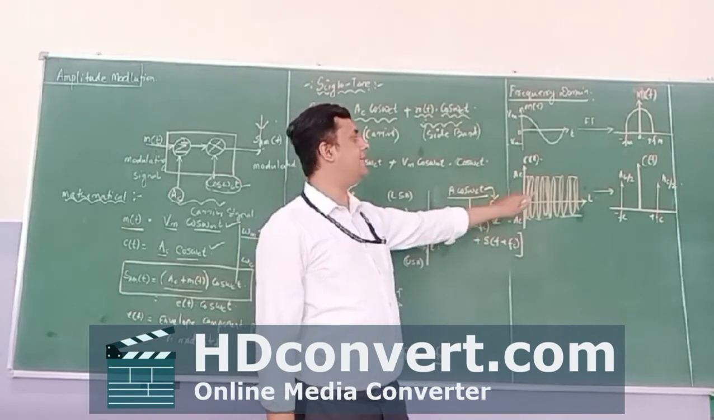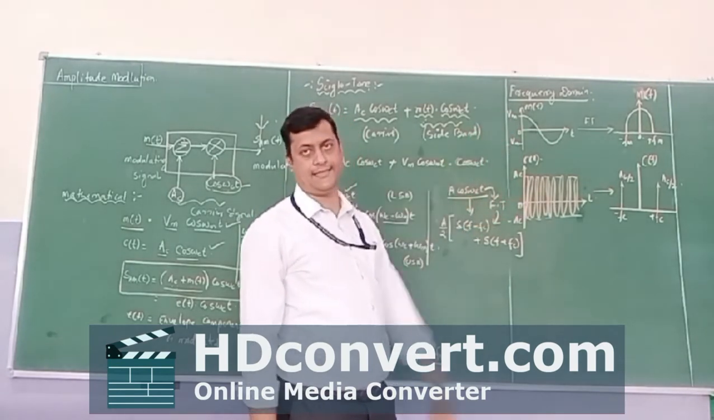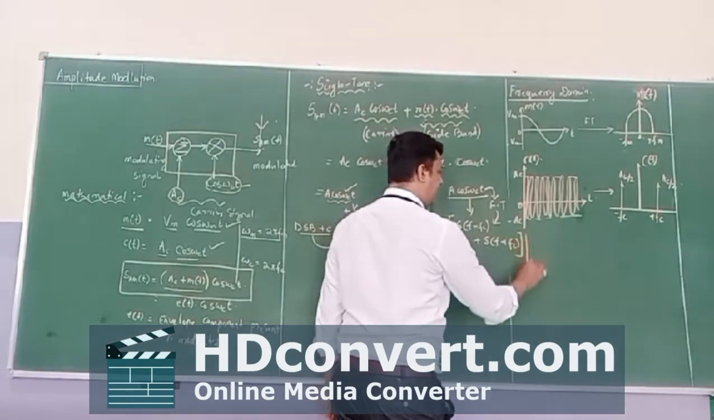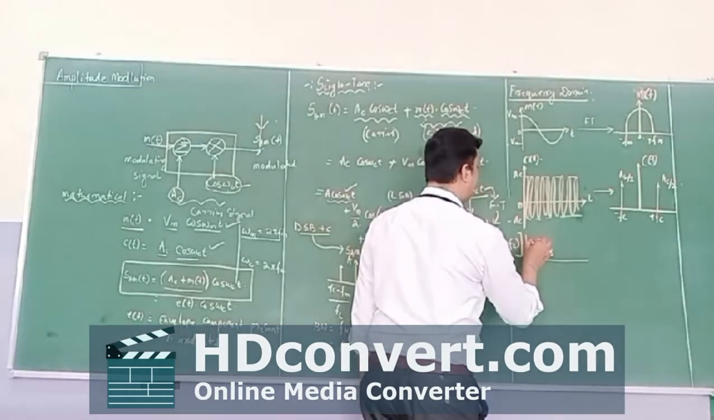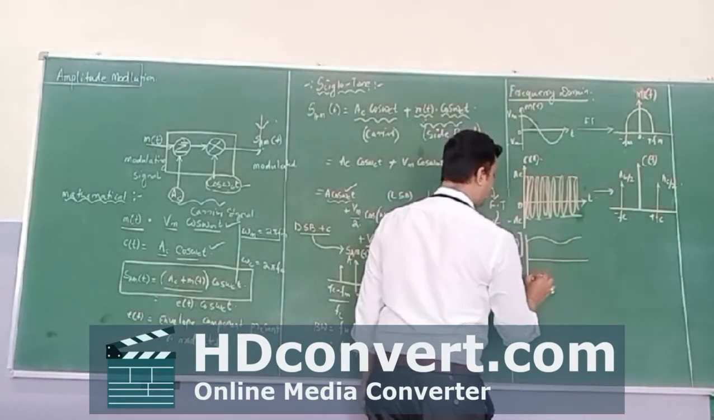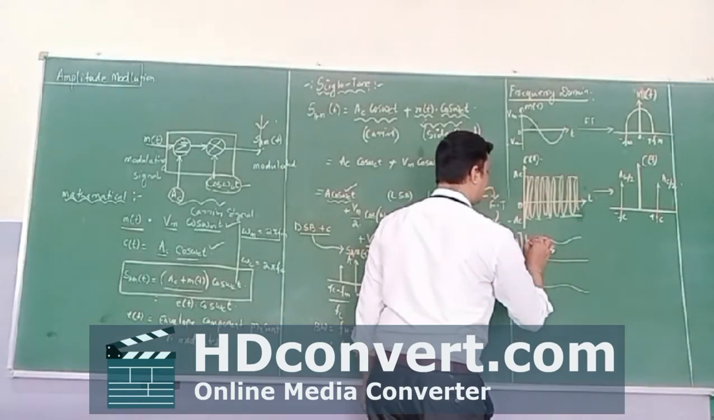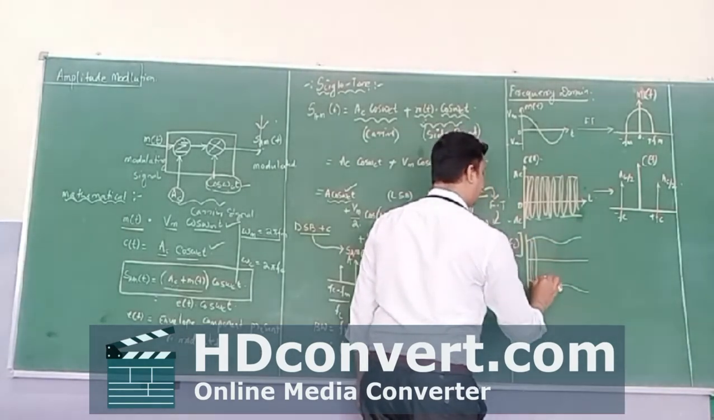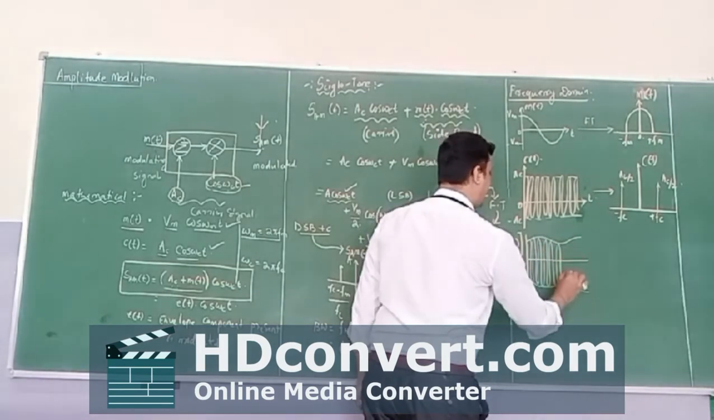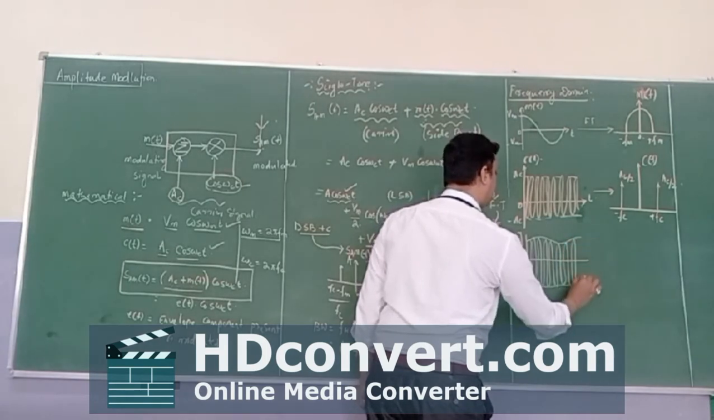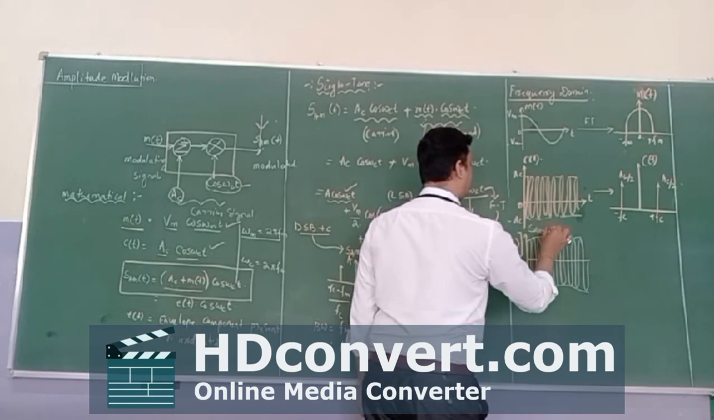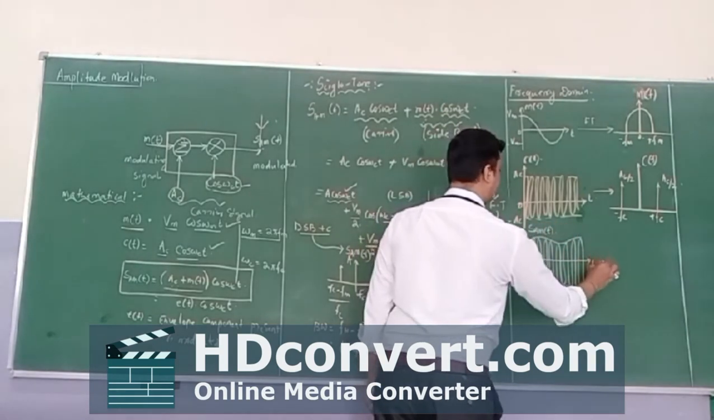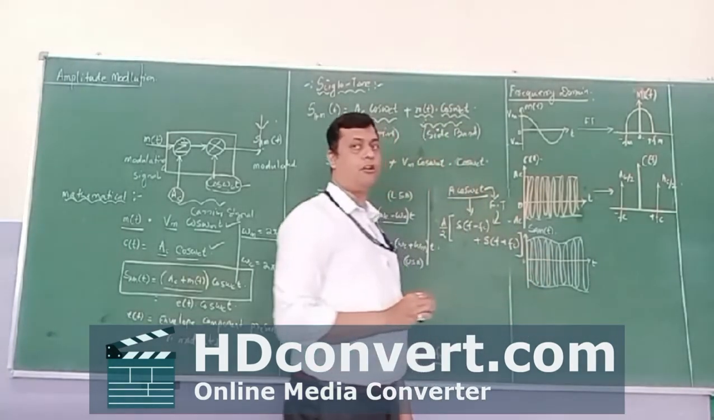Now this is the carrier component and this is the message signal. Next is our modulated signal, which we have seen, and it looks like this. Here the carrier frequency and phase are not changing, but its amplitude is changed. If the amplitude is changing and the other parameters remain constant, that means I am getting an amplitude modulated signal.